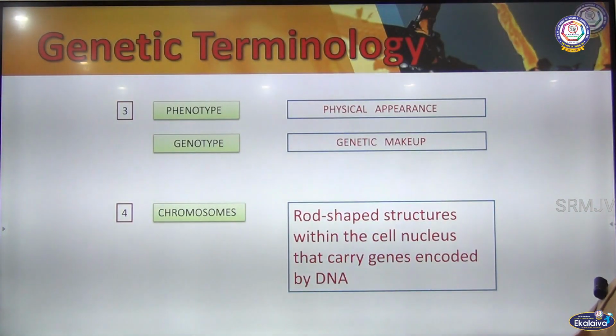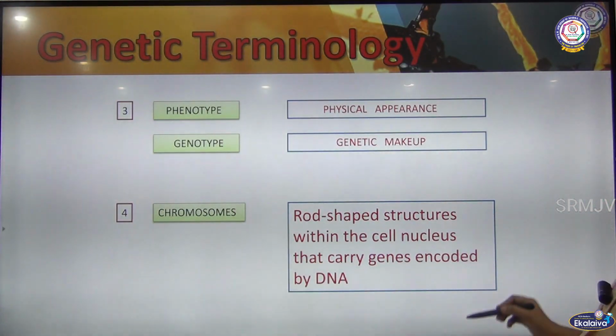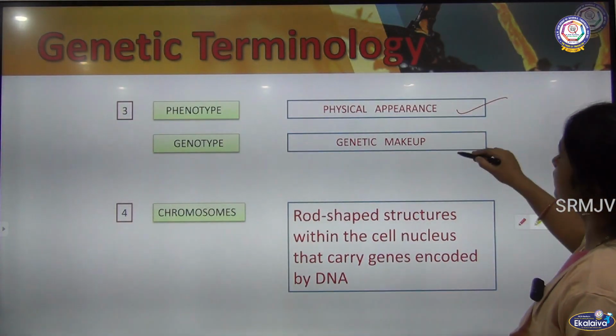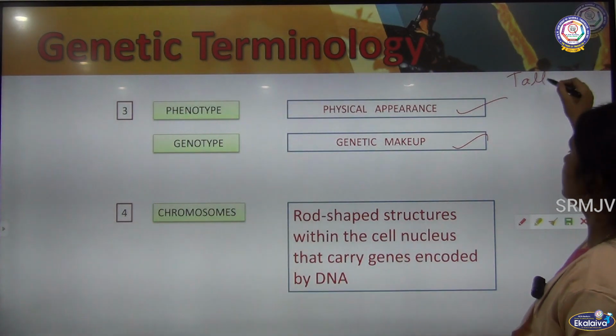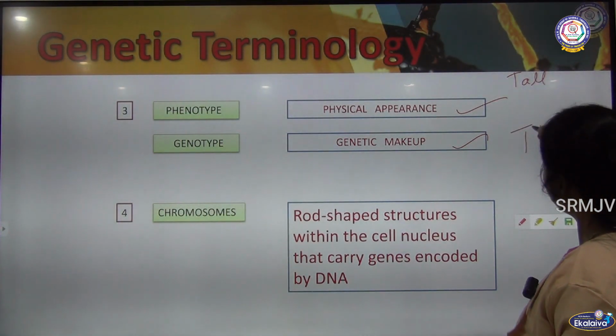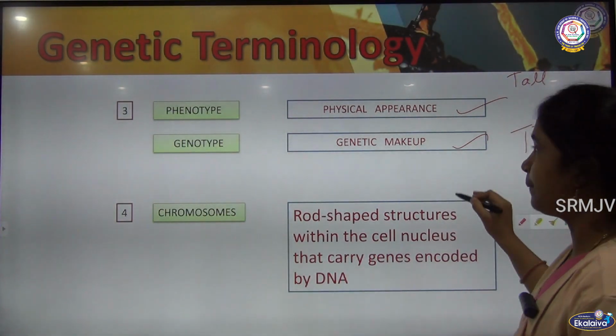Next we discussed phenotype and genotype. Just now we discussed that phenotype is the physical appearance and genotype is the genetic makeup. Again we will write one example. Tall is the phenotype. Genotype we represent by the letters capital T, capital T.